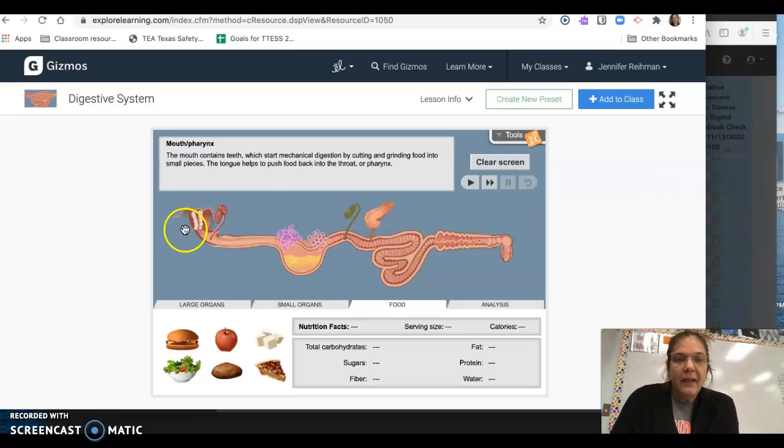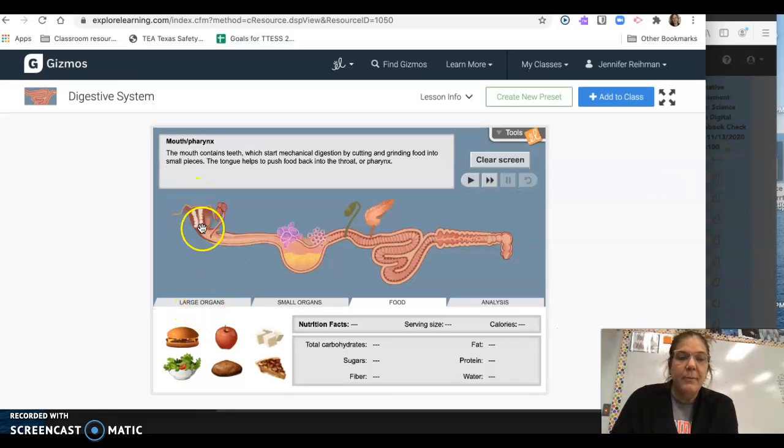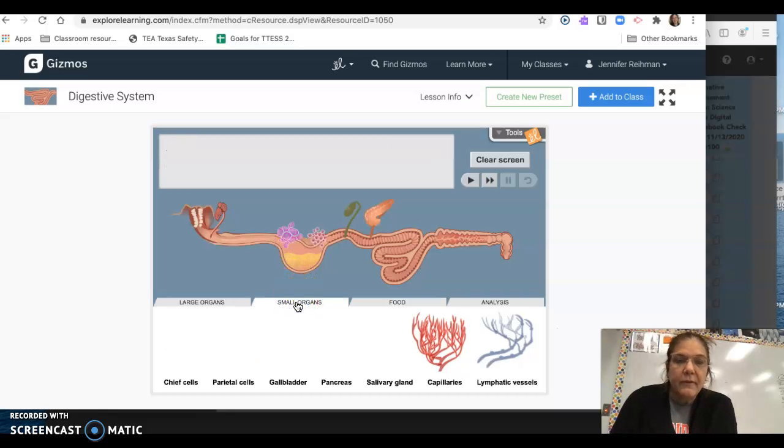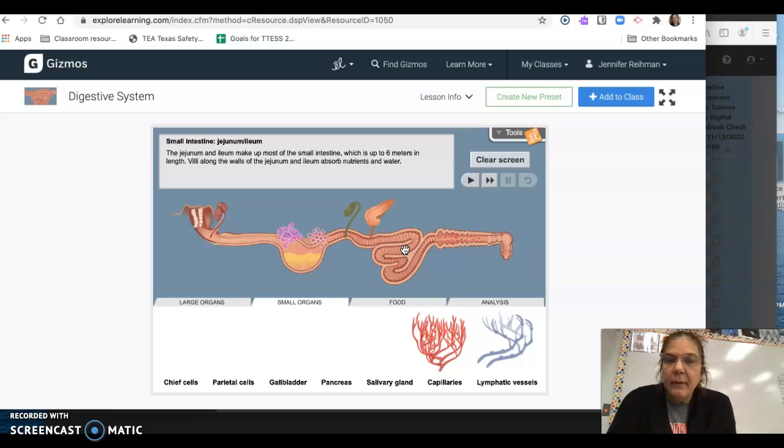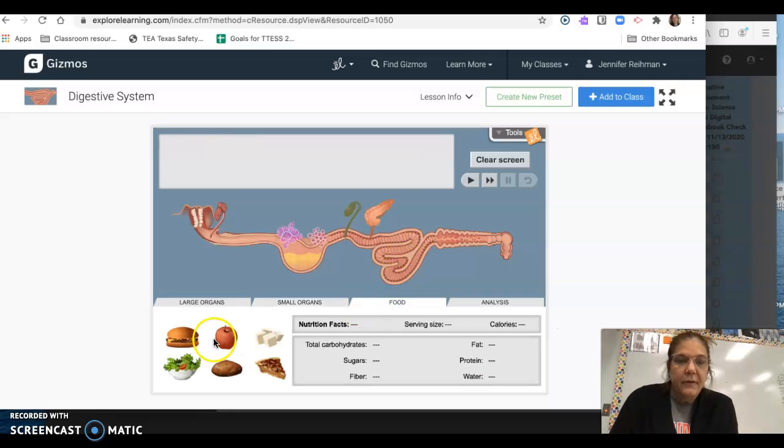As far as the large organs, you would have the mouth and the pharynx, your stomach, and then the two parts of the small intestine, large intestine, rectum, and anus. Those are the parts where the food actually passes through. All these small organs, or accessory organs, add things to the digestive tract. This is going to help us with the digestion. So I'm going to run through a cheeseburger and we're going to watch it go.